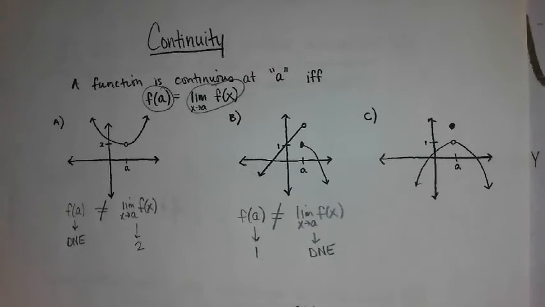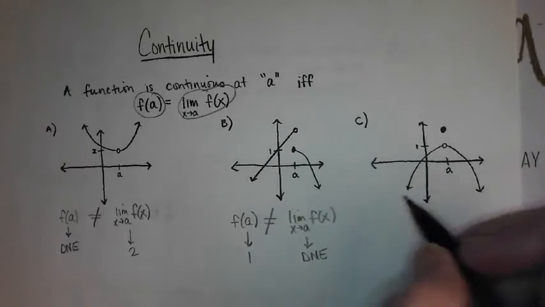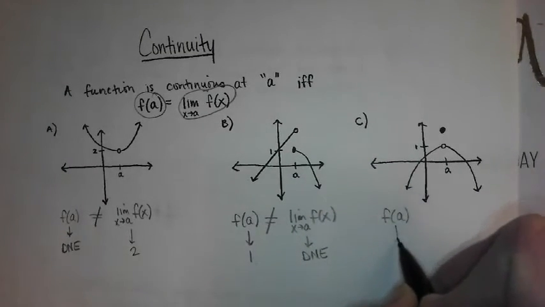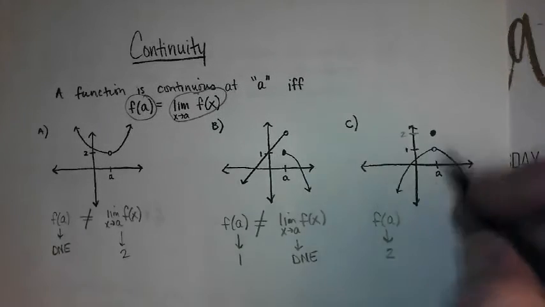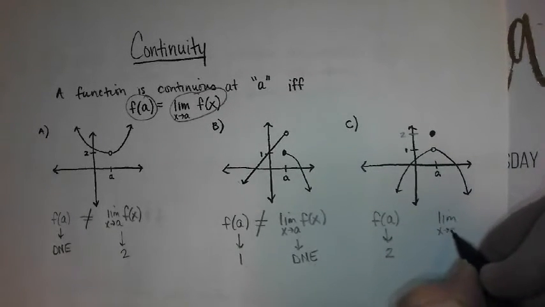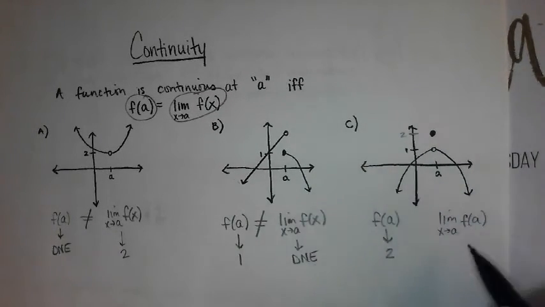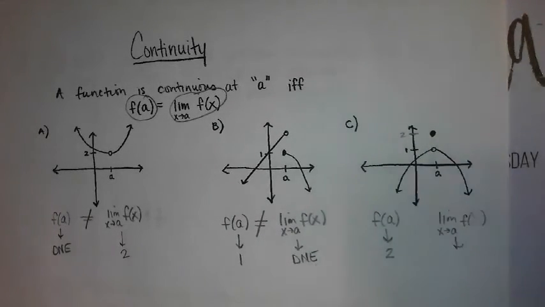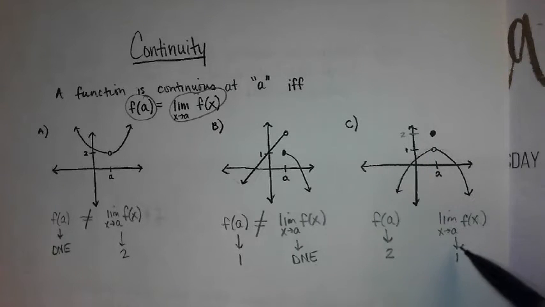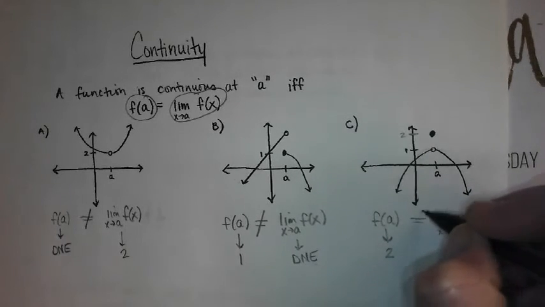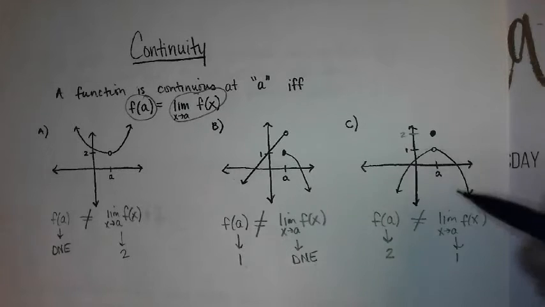And on the third one, a third example of discontinuity, what's the function value at a? 2. I didn't really label it, but yeah, good guess. F of a is 2. The limit as x approaches a is, oops, I didn't mean to put f of a, I meant to put f of x. What is it? 1. From the left, from the right, 1. So the limit exists, the function value exists, but they're still not equal. So it's discontinuous at a.